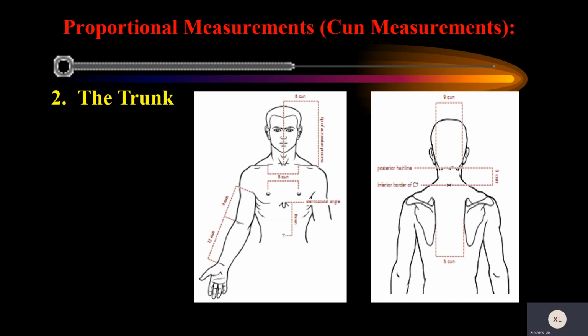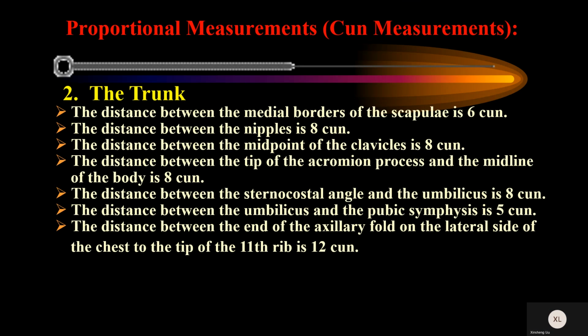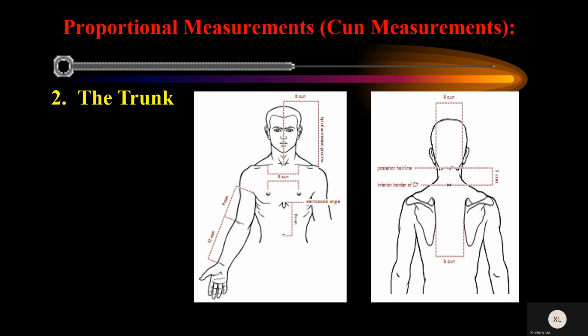For the upper limb, we know the forearm is 12 cun, right? The upper arm is 9 cun. Right here, 12 cun and 9 cun. From the axillary fold to the cubital crease, and from the cubital crease to the wrist crease is 12 cun, right? 12 cun. And the distance between the shoulder blades is 6 cun. Left shoulder blade to right shoulder blade is 6 cun. In the middle, from the shoulder blade to the spinal column, it's 3 cun, right? Half is 3. 3 plus 3 is 6.